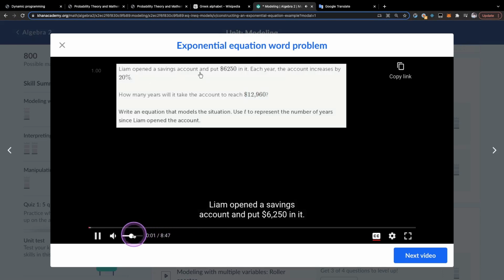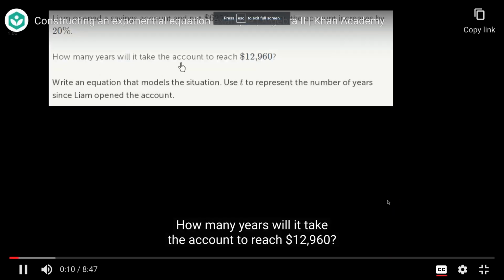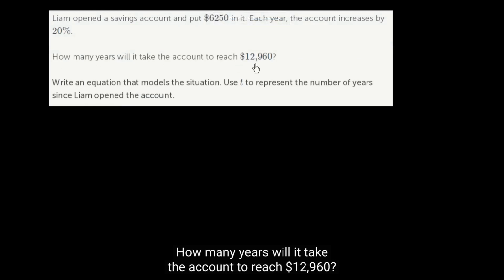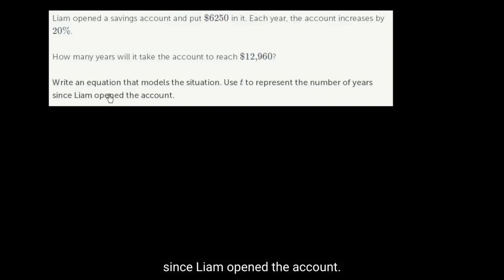Liam opened a savings account and put $6,250 in it. Each year, the account increases by 20%. How many years will it take the account to reach $12,960? Write an equation that models the situation. Use t to represent the number of years since Liam opened the account.